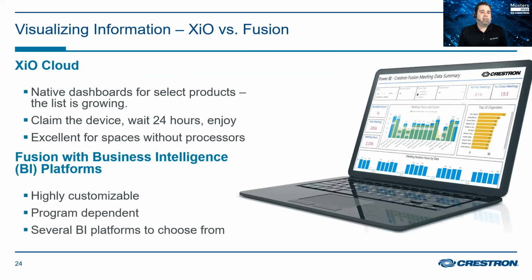So a little bit of difference in terms of visualizing the information between those two tools. Xio Cloud provides native dashboards for select products, and that list is growing. So scheduling panels provide room booking data and how they're used. A Crestron Mercury is going to give you a greater snapshot because it has greater awareness into the space, right? It's going to tell you when people make calls.